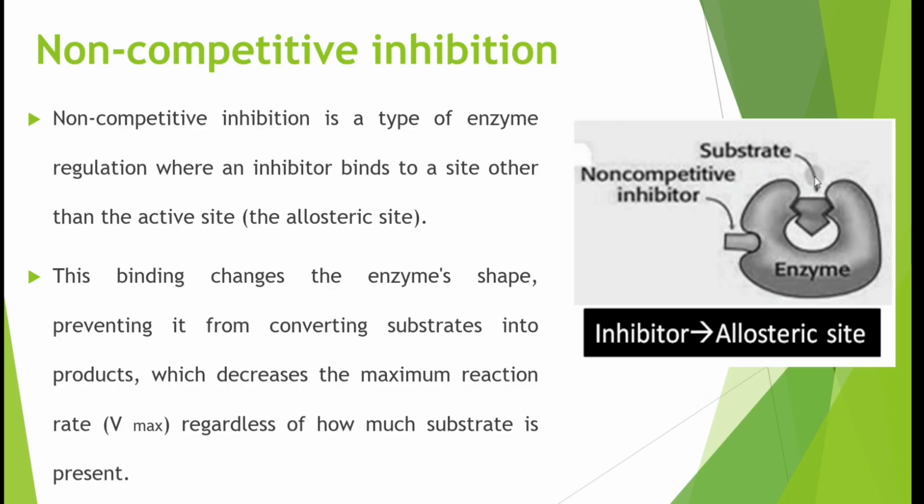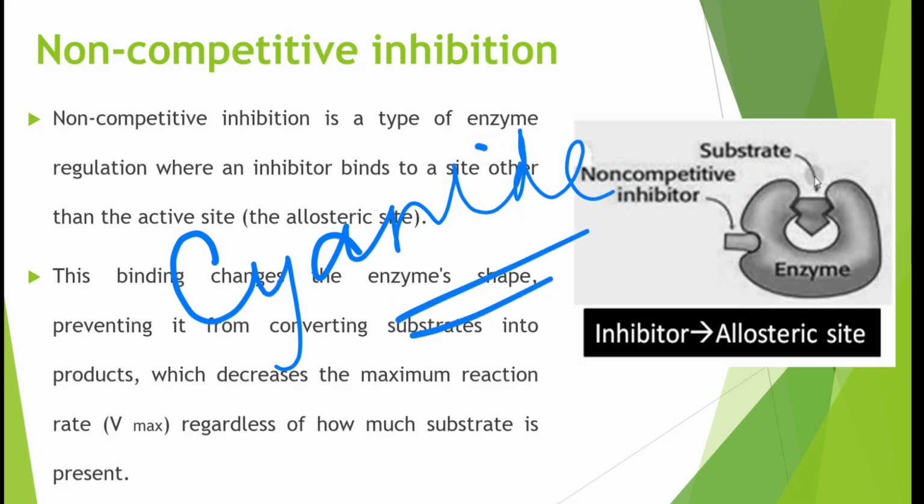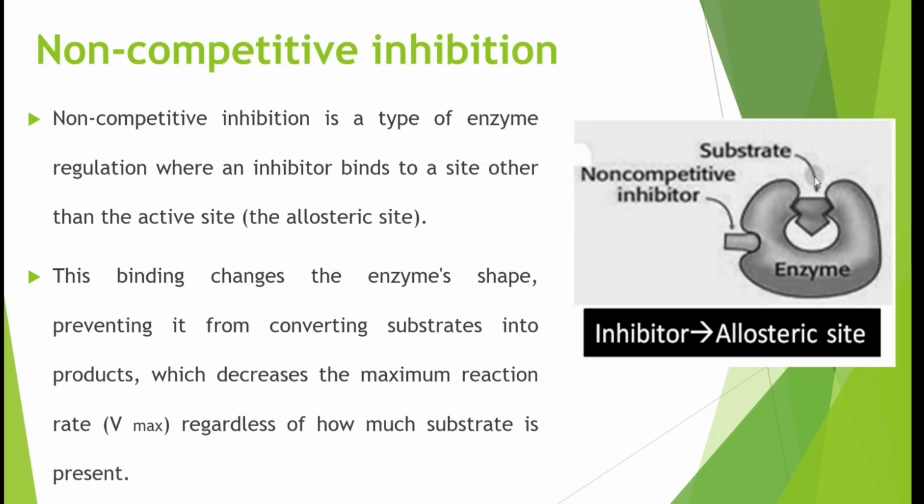Next, example of non-competitive inhibition. Cyanide acts as a lethal non-competitive inhibitor of cytochrome oxidase. Cytochrome oxidase is an essential enzyme in the mitochondrial electron transport chain. After binding with cytochrome oxidase, cyanide changes the enzyme's shape, preventing the cells from using oxygen to produce adenosine triphosphate. So the example of a non-competitive inhibitor is cyanide for cytochrome oxidase in the ETC, or electron transport chain.